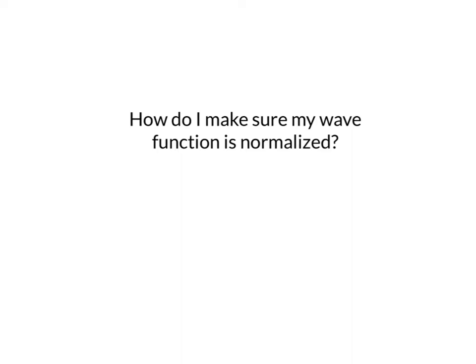So we know that a good, well-behaved wave function has to be normalized, but let's think about how we make sure that the wave function is normalized. So remember that normalization condition means that the complex conjugate times the wave function, integrated over all space, is equal to 1. So if it's not normalized, then there should be some constant that I can multiply my wave function by in order to make sure that it is equal to 1.